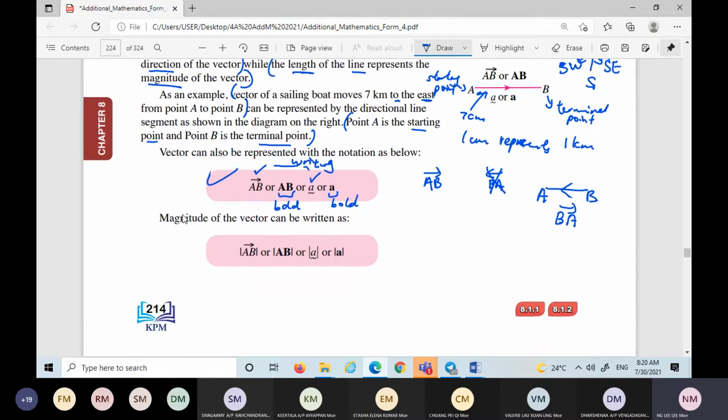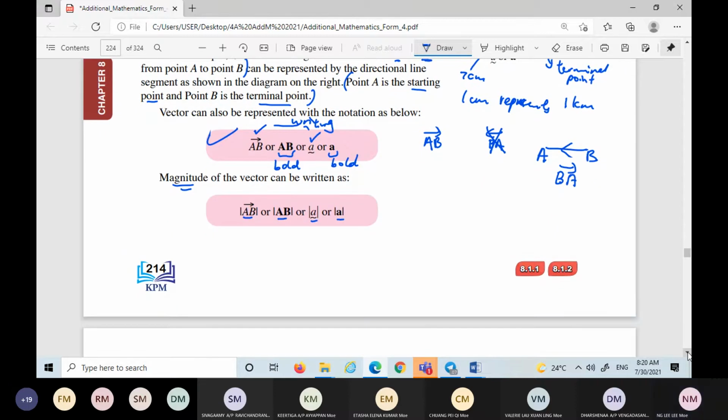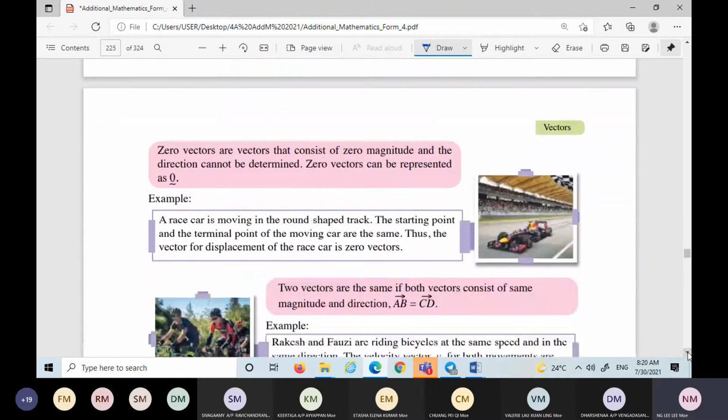Okay, how about magnitude? All inside here is the vector, you know already. With the magnitude, you just put the modulus, because modulus is always positive and magnitude is always positive. Magnitude means the length of the vector. So this is about magnitude.